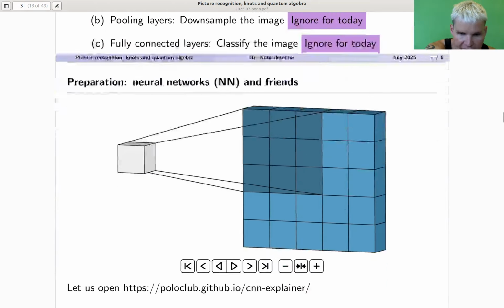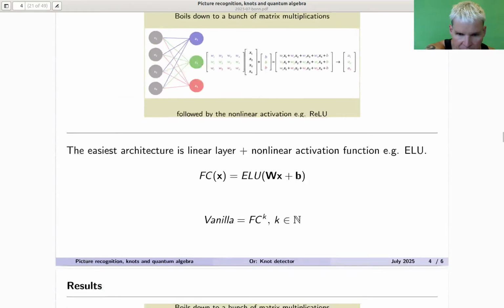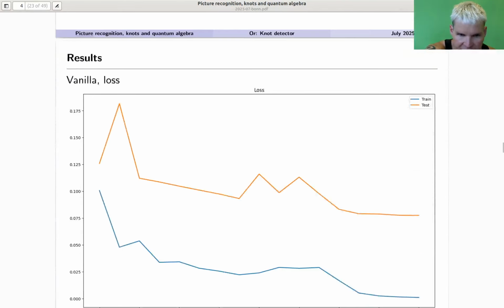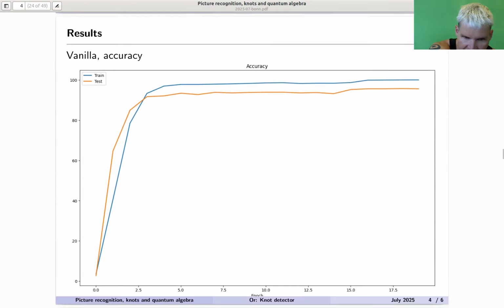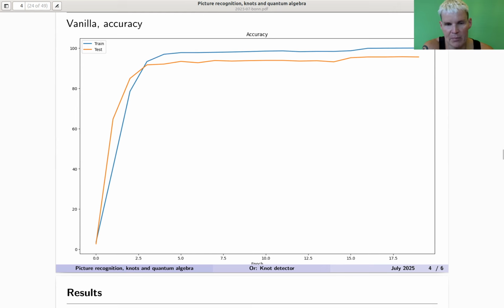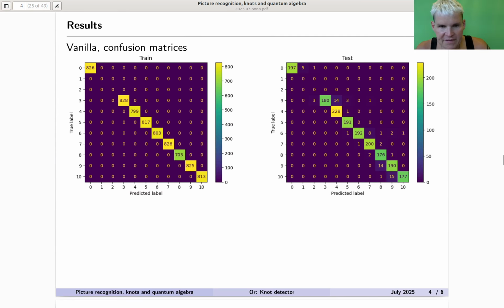Okay, and so we trained such a neural network on our little crossing recognition problem, and I'll just show you the results. So the vanilla one is, well, let's go to the accuracy. Pretty okay. It stabilizes after very few steps. Test and train. I'll tell you in a second what I don't like about it. So here's a confusion matrix. It's perfect on the trained data. That's probably bad. And it's not quite perfect on the test data.